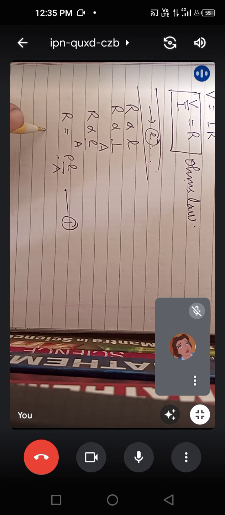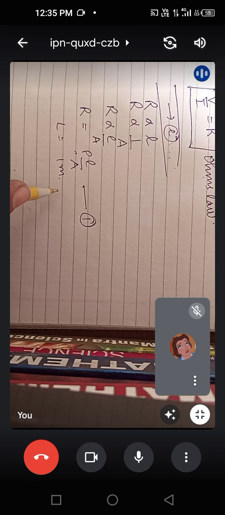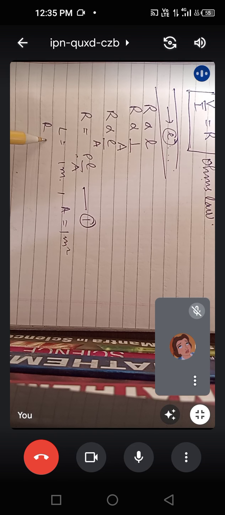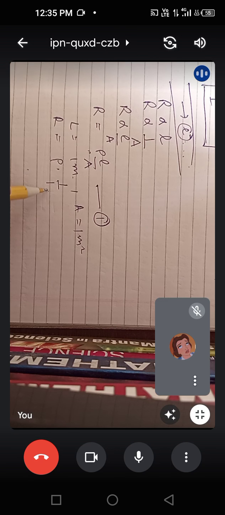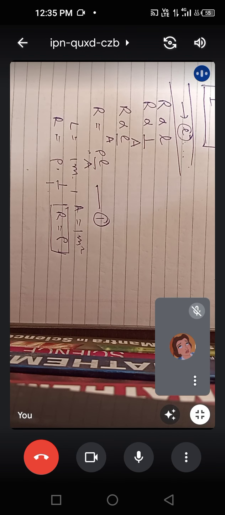So suppose length is equal to 1 meter and cross-sectional area is also 1 meter square. So R is equal to rho times 1 meter upon 1 meter square. That will give R equal to rho. Hence, the resistance of a conductor whose length is 1 meter and cross-sectional area 1 meter square is called the specific resistance of the conductor. The specific resistance of a conductor depends on which factors? Do you know?